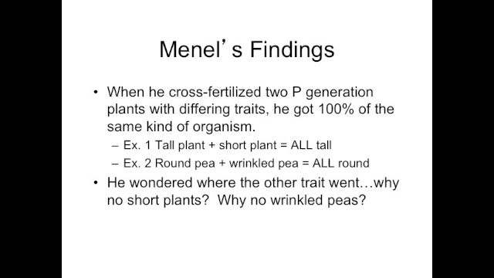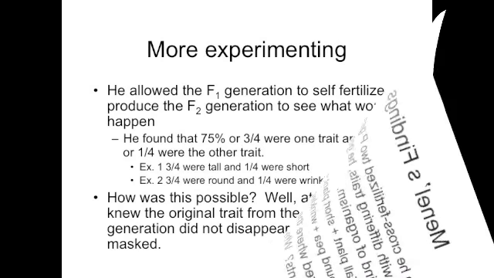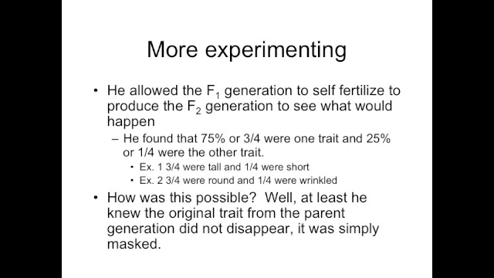Mendel wanted to know where the other trait went. Why were there no short plants? And why were there no wrinkled peas? This spurred Mendel to continue experimenting. After the results of his first experiment, he allowed the F1 generation to self-fertilize to produce the F2 generation to see what would happen.